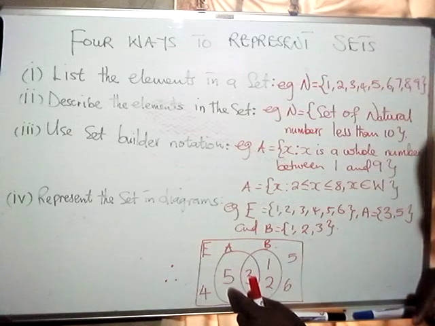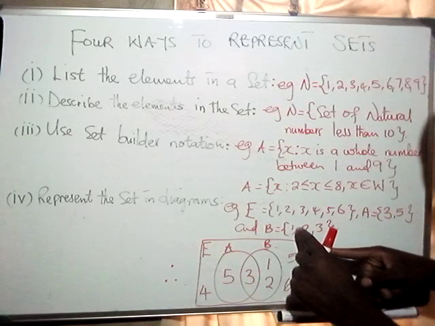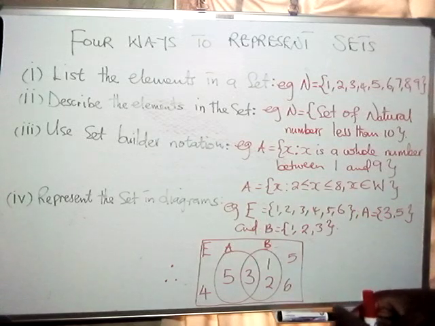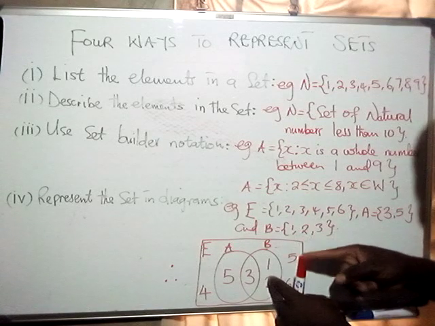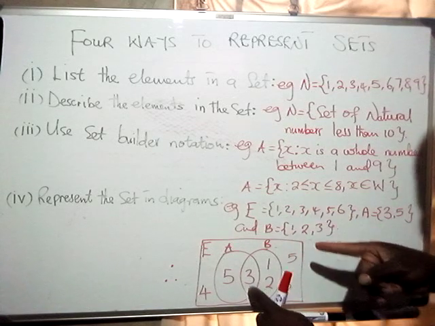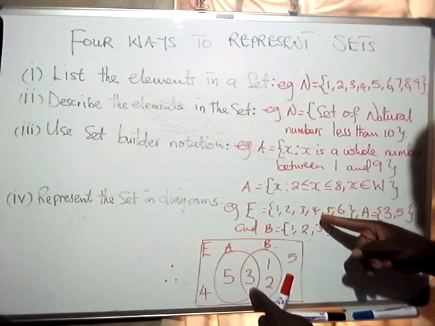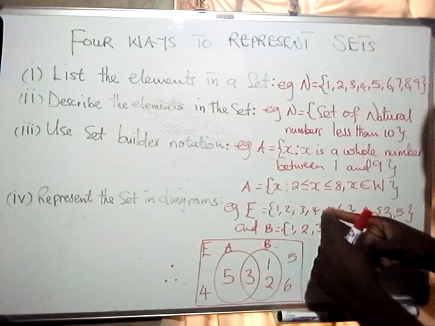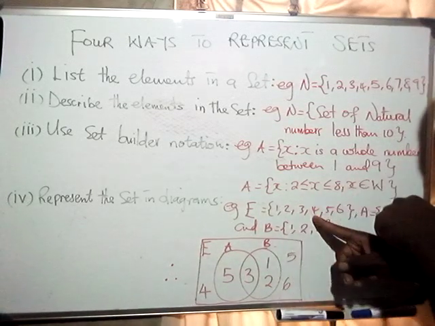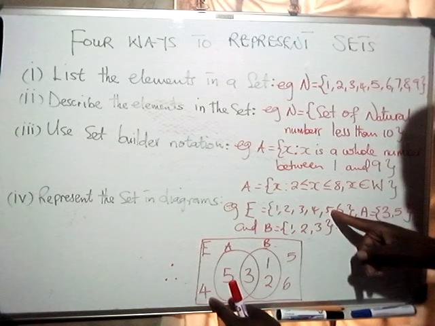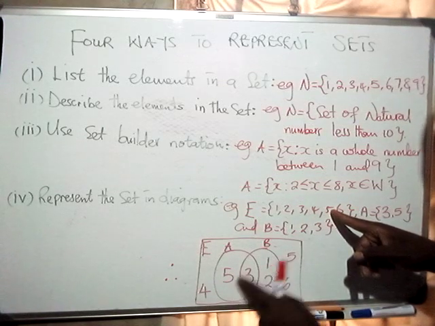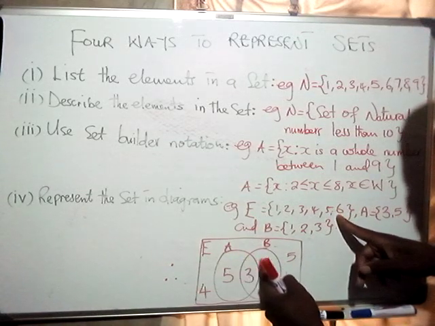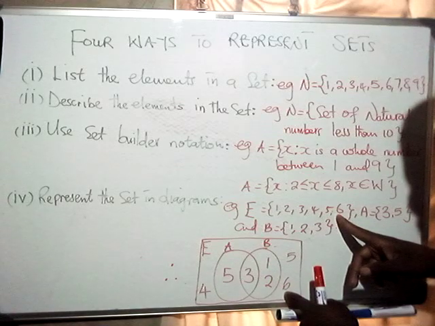Then A will remain with 5. What about B? B has got 1, 2, 3. So 1, 2 come here. What has remained in the universal set? We have 1 has already been captured, 2 has already been there, 3 is in between A and B. Then we go to 4. 4 is not in B, is not in A, so it has to be in the universal set. 5 is in A, it's there. Then 6. 6 is not in A and also not in B. So 6 will be outside.